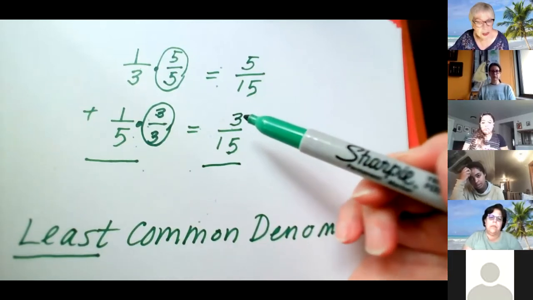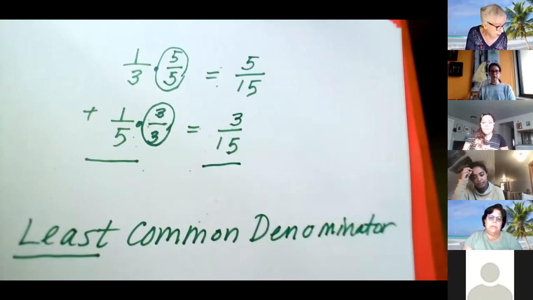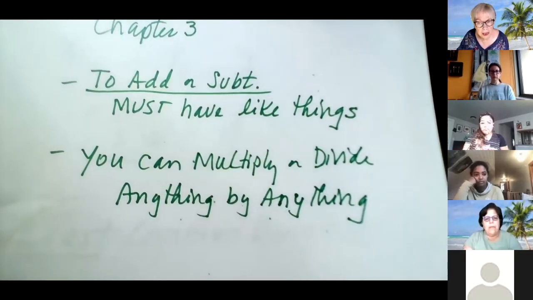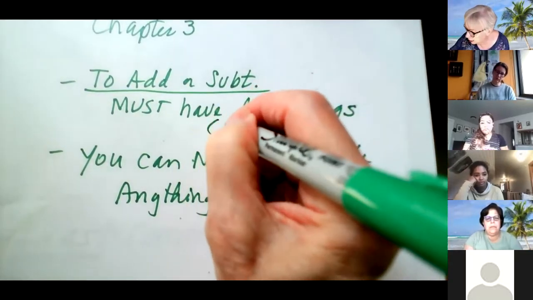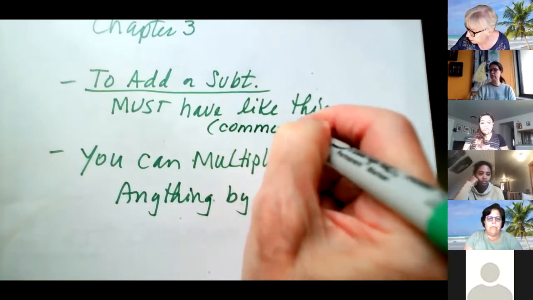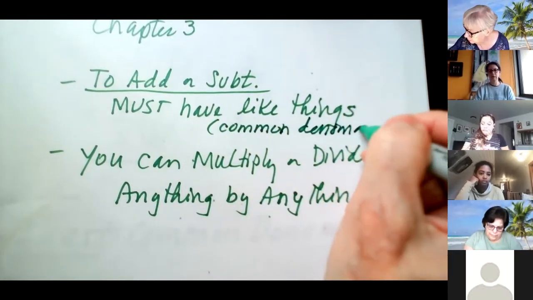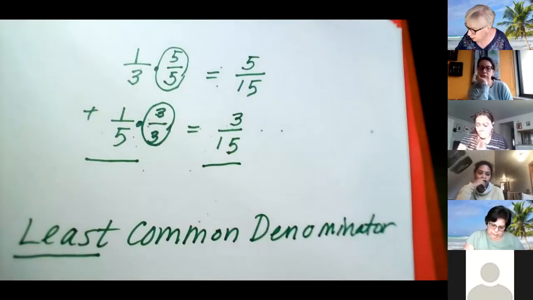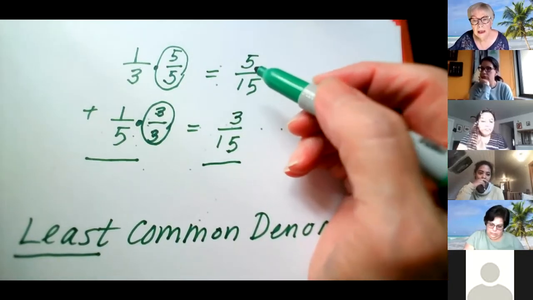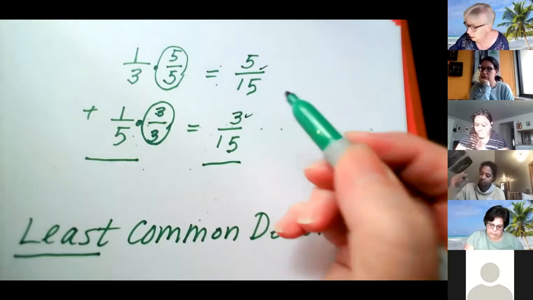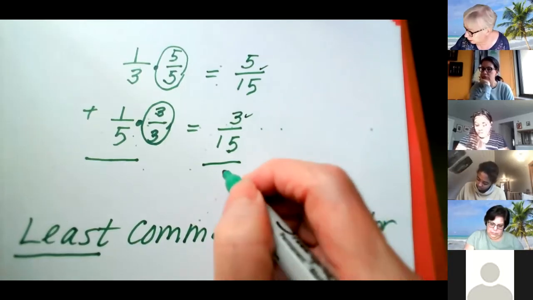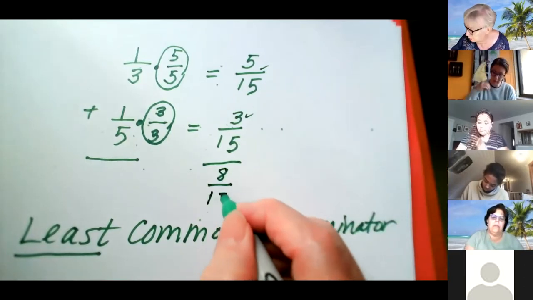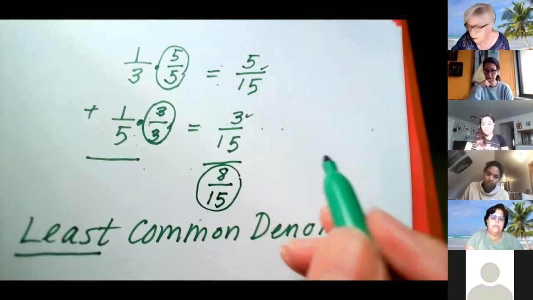And back to the original statement I said, if you want to add, you must have like things. And in terms of fractions, that would be a common denominator. Okay? Common denominator. I don't think I spelled that right. So let's go ahead and do it. I can add the 2 numerators. 5 and 3 is 8. And the common denominator was 15. So this is 8 over 15.